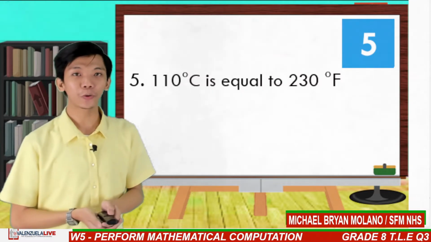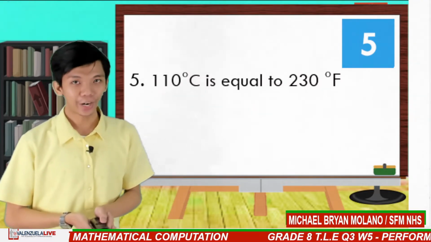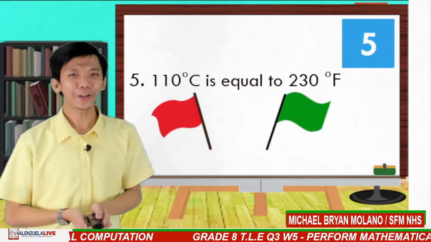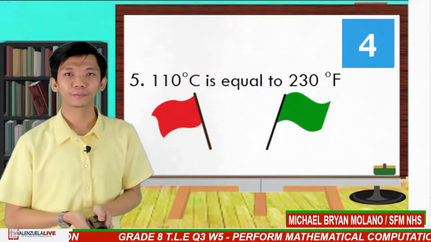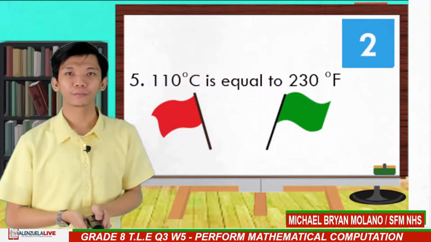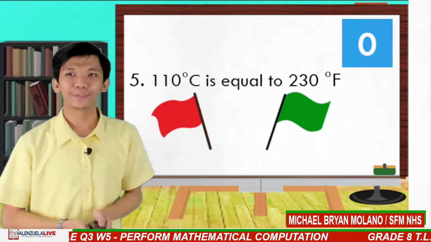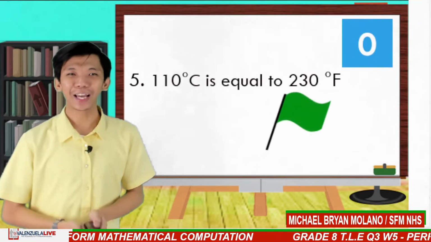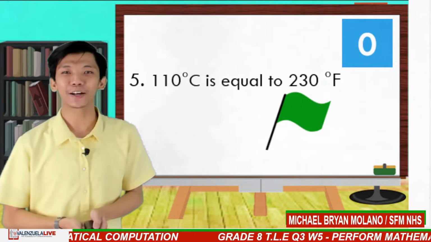For question number 5, 110 degrees Celsius is equal to 230 degrees Fahrenheit. Is it a green flag or a red flag? Please comment down. Time's up. Now, the answer is green flag. Perfect. Now, I am confident that you learned a lot last discussion.